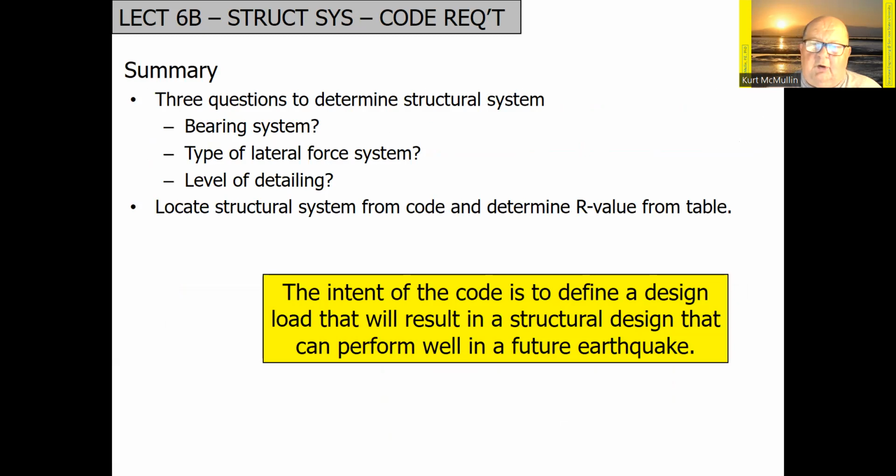Now, the intent of the code is to define a design load that, if we use good engineering judgment, we use good construction practice, doesn't matter which type of system we use, we should get good performance in a future earthquake.